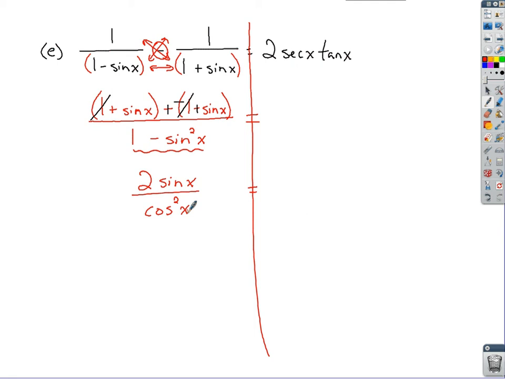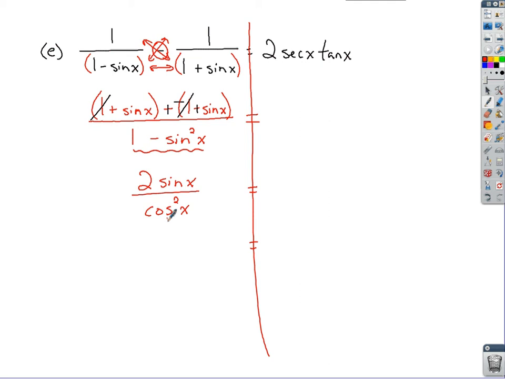Now if you consider where you're going, and this is really important on this one to see the next step, you've got 2 times secant. Well, what's secant? Secant is 1 over cosine. Times tangent. Well, what's tangent? Tangent is sine over cosine. So I've got a sine that needs to be in the numerator. I've got some cosines that need to be in the denominator. See the arrangement I have right here. A sine in the numerator, a couple of cosines in the denominator.